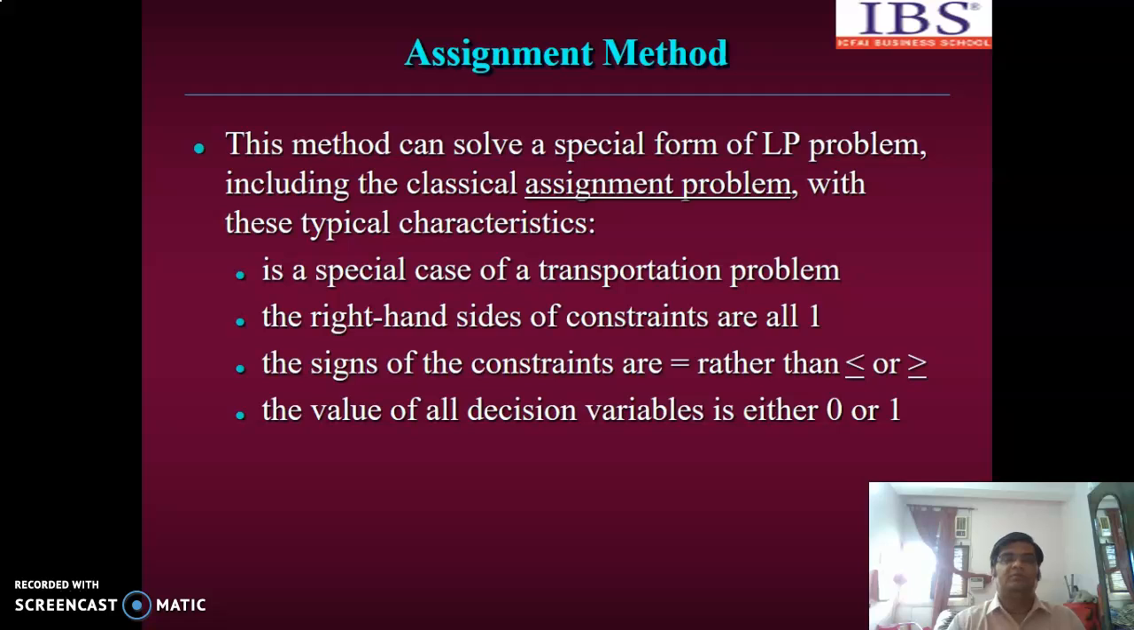There is another application area, that is the assignment problem. Let us understand what the assignment problem is. This is the method which can solve a special form of LP problem, including the classical assignment problem, with these typical characteristics. Number 1, it is a special case of the transportation problem. The right hand side of the constraints are all 1. The sign of the constraints is equal to, rather than less than or greater than, because there is a concept of equality here. And the value of all decision variables is either 0 or 1. So these are the characteristics of the assignment method, and that's all about linear programming.